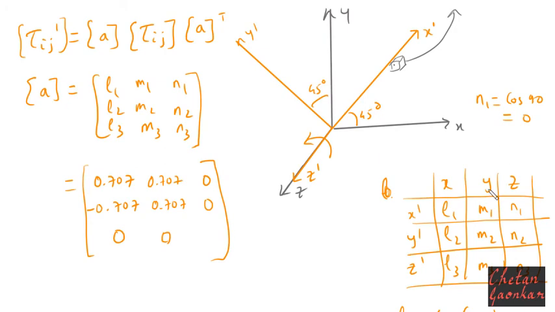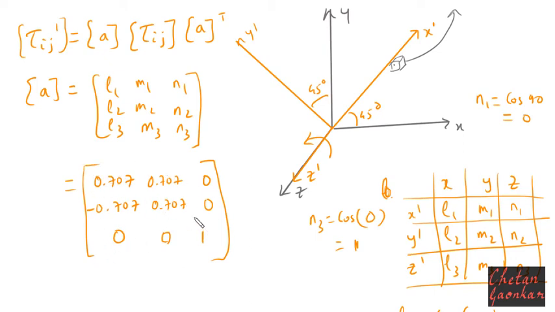So finally, what about N3? N3 is the cos of the angle between Z dash and Z. And how much is the angle between Z dash and Z? The angle is 0, because they both pass through the same line. So this will become 1. So finally, I have been able to find the transformation matrix.